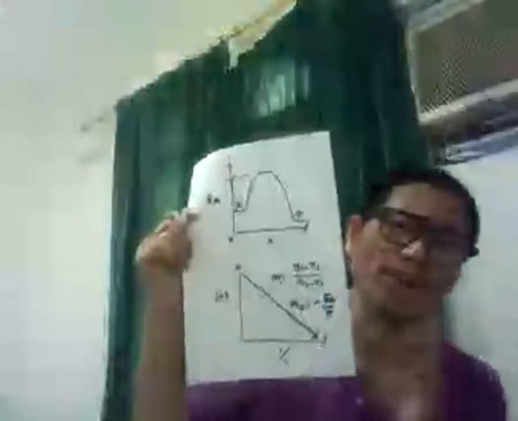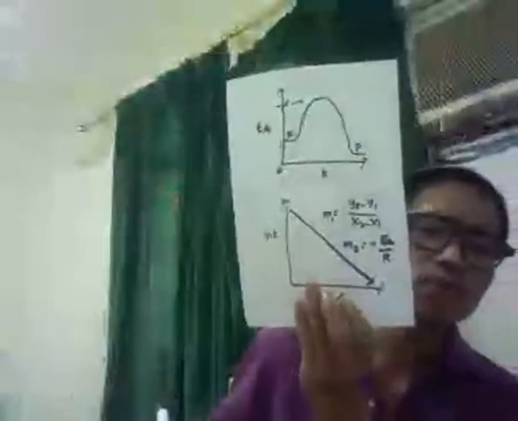So M1 equals M2. Let's observe what will be happening. Our M1 here, class, is the slope originally from algebra, which is y2 minus y1 over x2 minus x1. And the M2 here, class, is in the graph, which is negative Ea over R. So substitute that here, so we can have negative Ea over R.